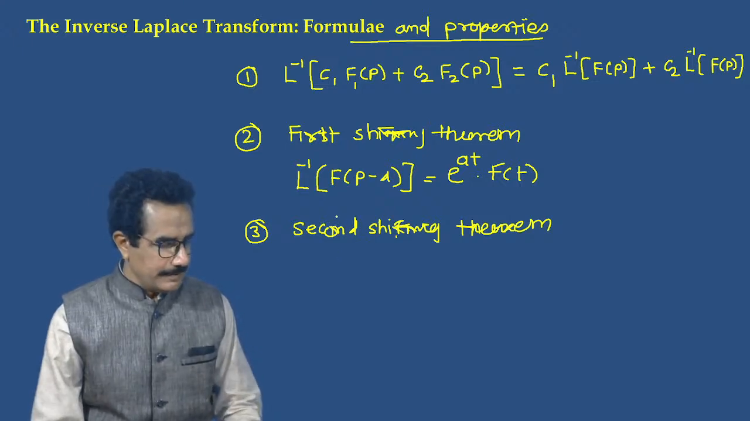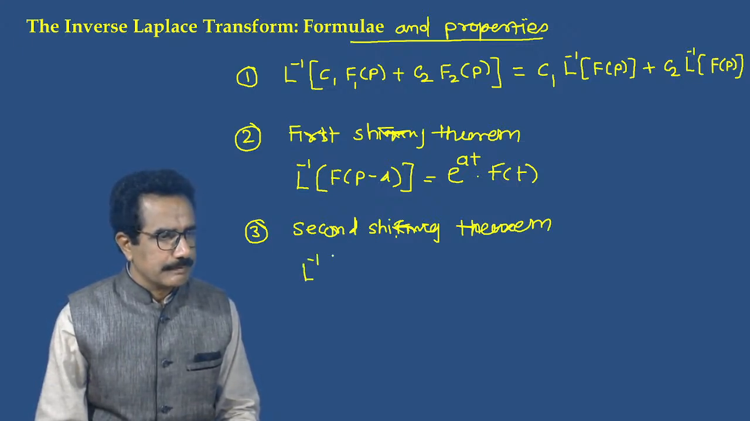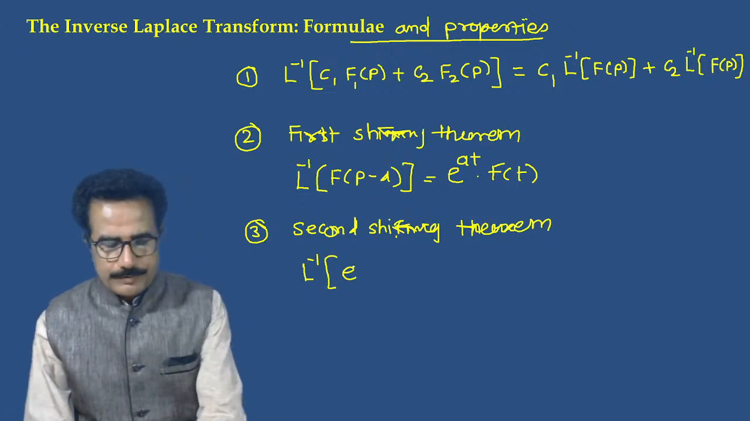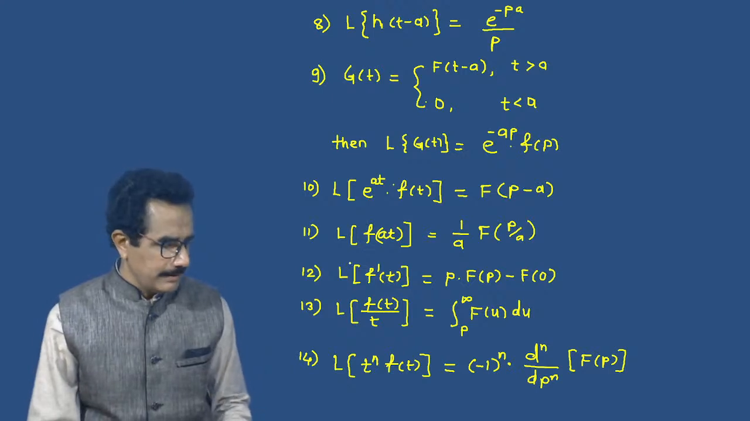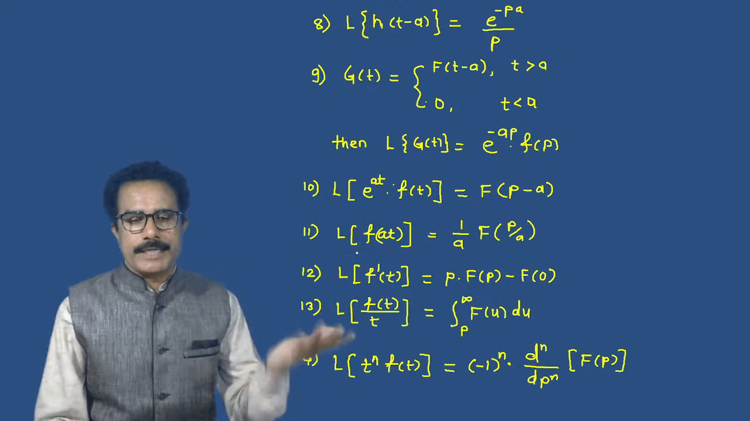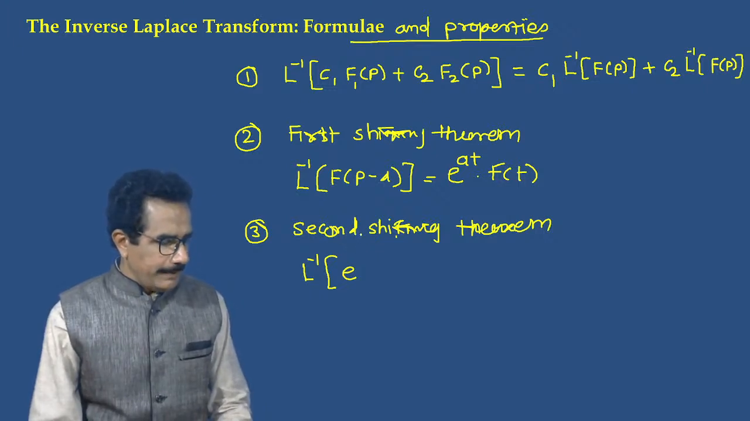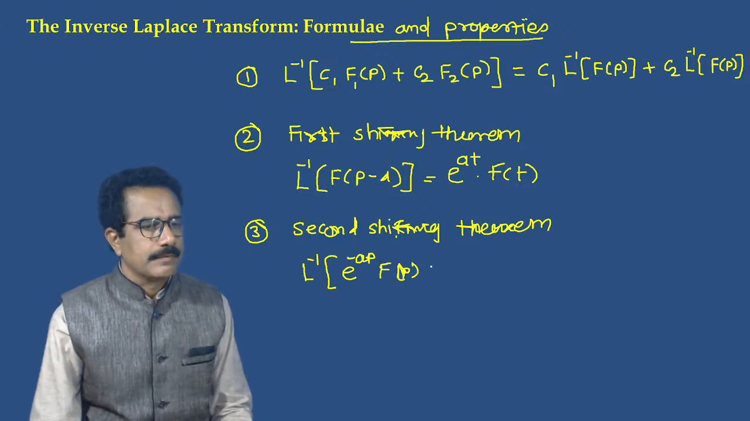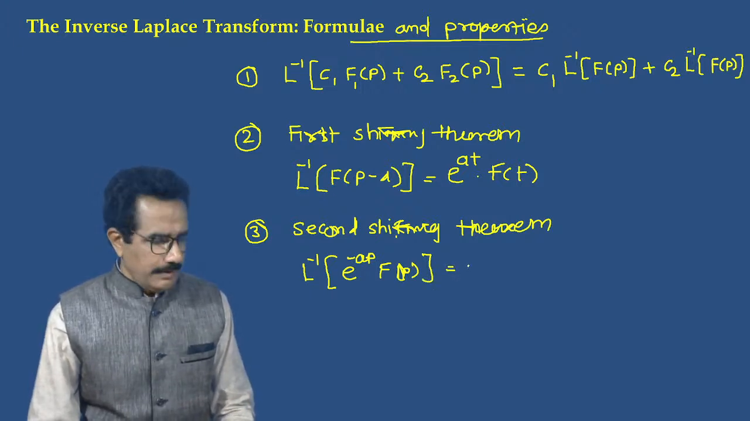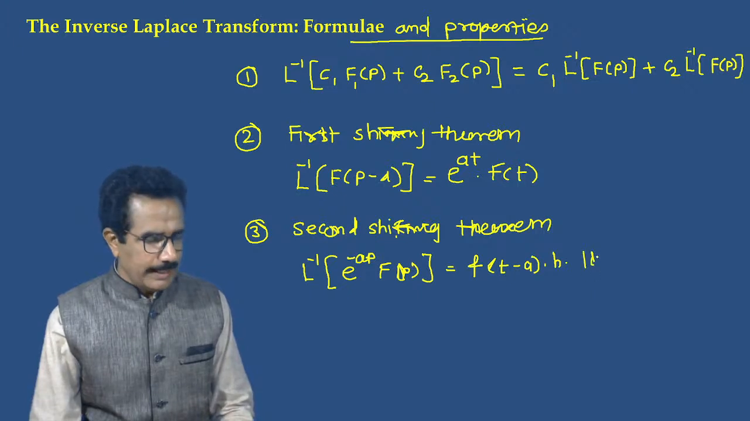Actually, the second shifting theorem, change of scale property, is L inverse of e raised to minus ap into capital F of p, which is equal to small f of t minus a into h of t minus a.